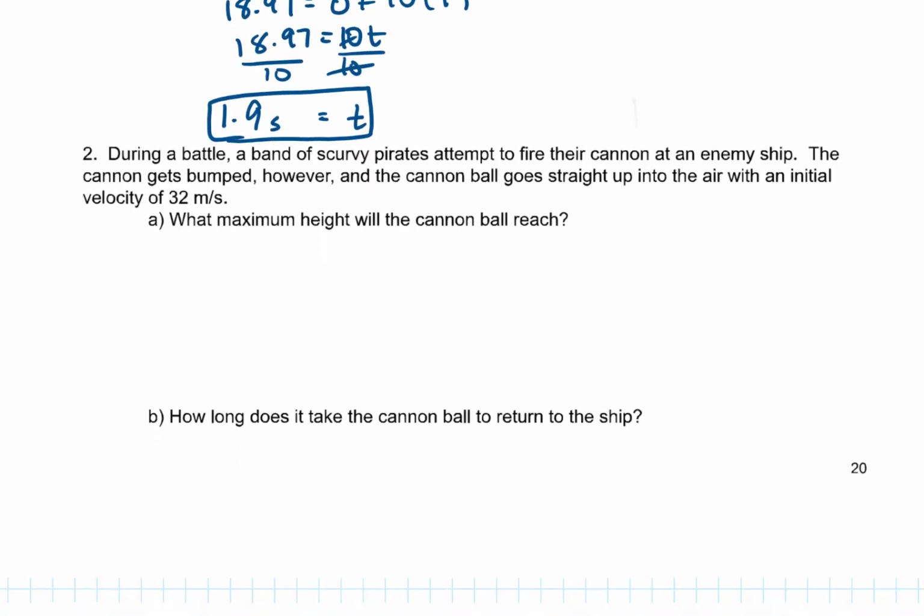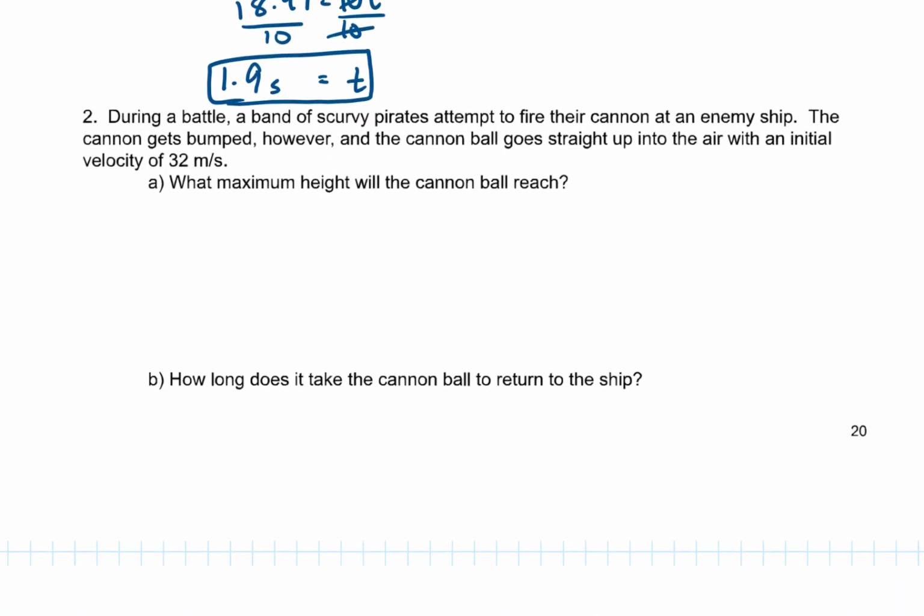All right, so we have pirates who have a citrus problem, and they attempt to fire their cannon at the ship. The cannon gets bumped, and it goes straight up into the air with an initial velocity of 32 meters per second. And we want to know what maximum height we have. So it's going straight up, which means this is all in the y direction. And we're firing it into the air, so we know that our acceleration is going to be gravity down. This is our initial velocity, and if it's telling me about the maximum height, that is what we're looking for. We're trying to find delta y.